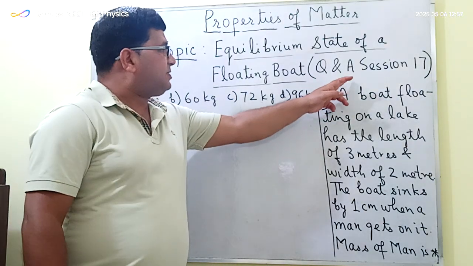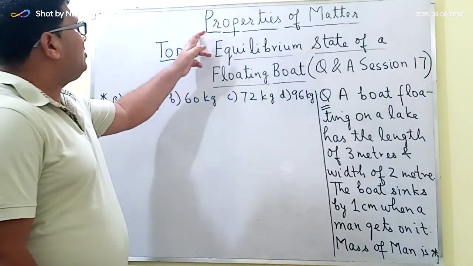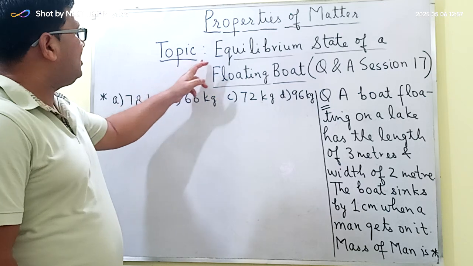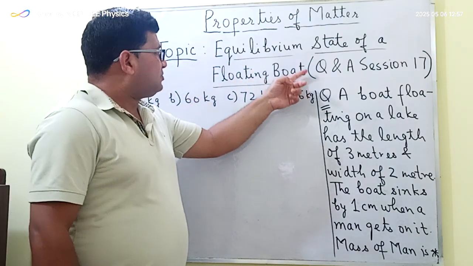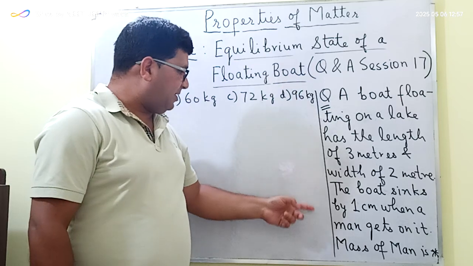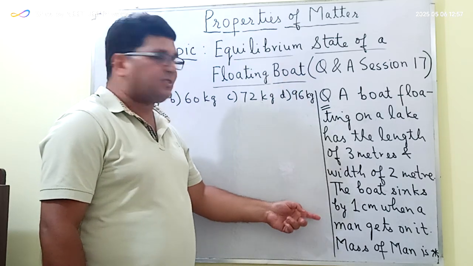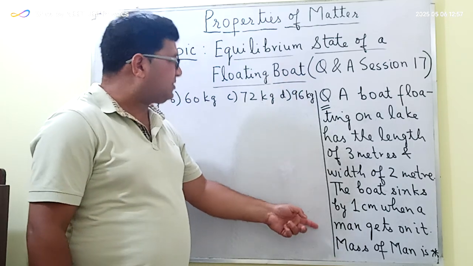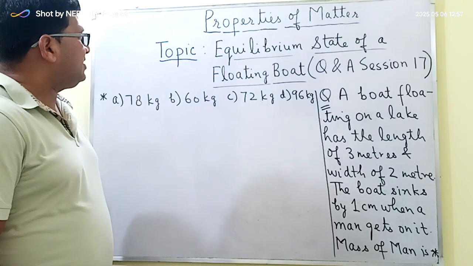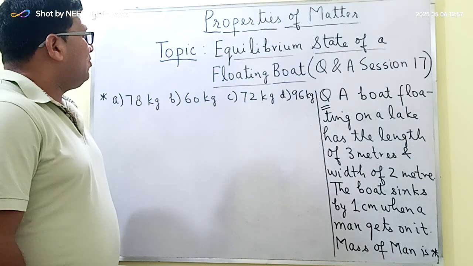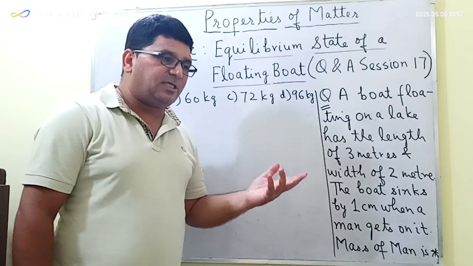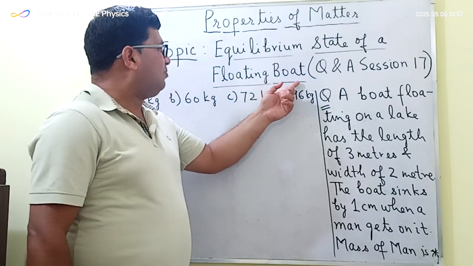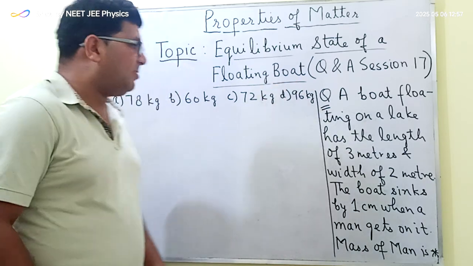Welcome to the Q&A session 17 from the chapter of properties of matter. The topic is the equilibrium state of a floating board. Based on this topic, I have selected one question for this session, and with the help of this session, we will be able to understand what the equilibrium state of a floating board will be, or we can say, in what condition a floating board will be in a state of equilibrium.